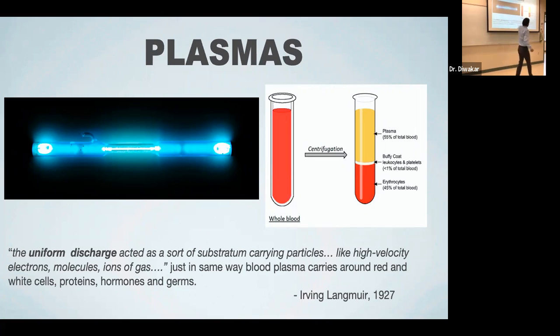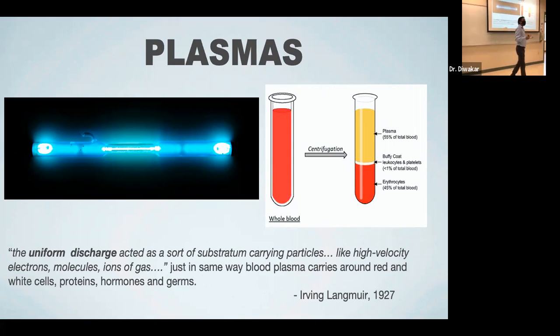Just like in the blood, the plasma is the major component, and it carries all the red blood cells, white blood cells to different parts of the body. So that's the main carrier. Same way, Langmuir decided that the discharge which is happening between these electrodes acts as a kind of substrate which carries all the particles.